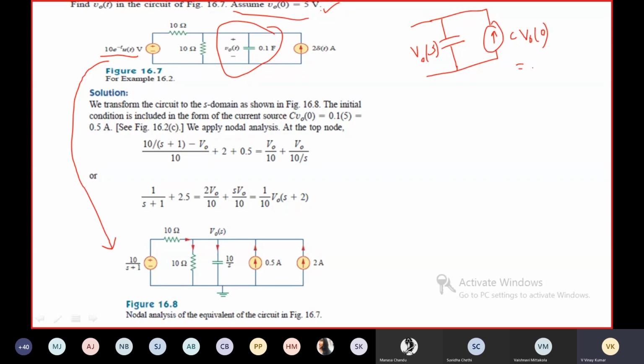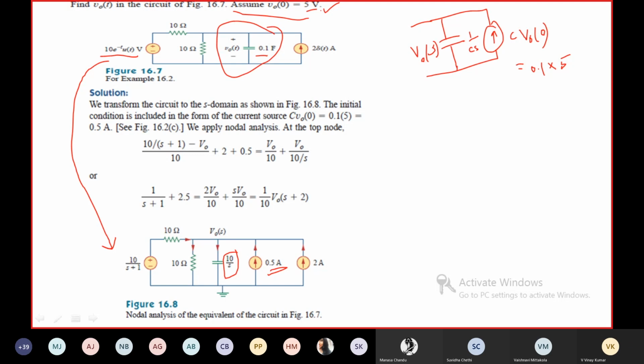Which is equal to, what is the value of C? 0.1. 0.1 into what is V naught of 0? V naught of 0 is 5. It is given, right? 5 volts. Then we are going to get 0.5 amps. This is 1 by CS, right? So 1 by, what is the value of C? It is given, C is equal to 0.1. 1 by 0.1 S means 10 by S.